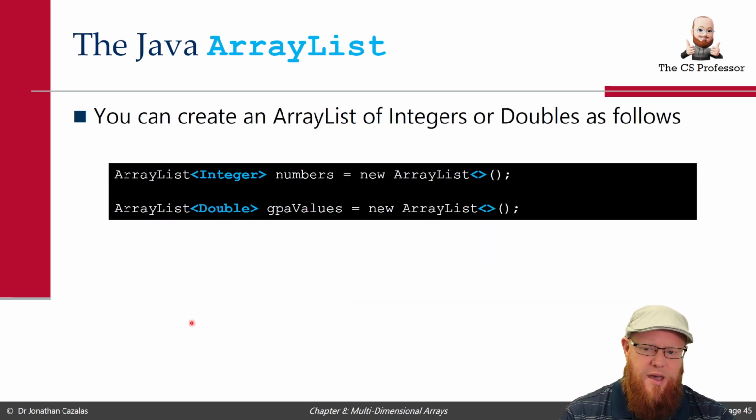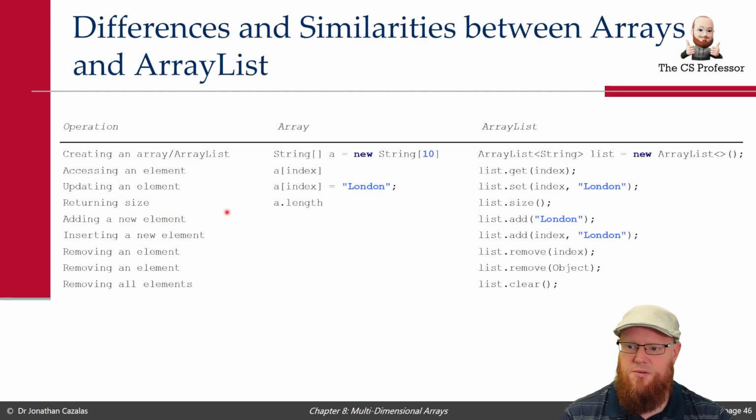So here finally we have where I've created an array list of both integers as well as doubles. This variable numbers, what is numbers? It's an array list of integers. And what is GPA values? It's an array list of doubles.